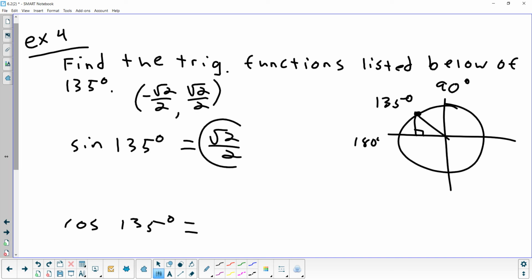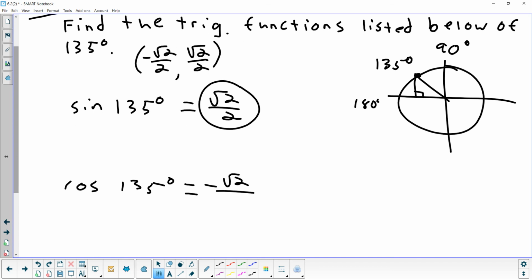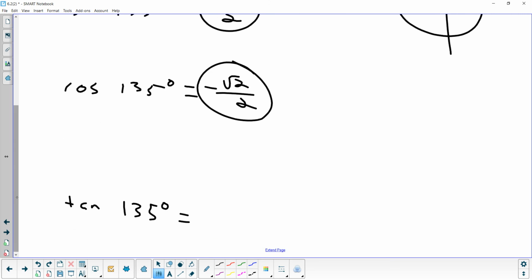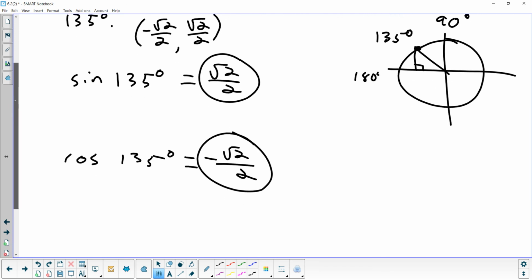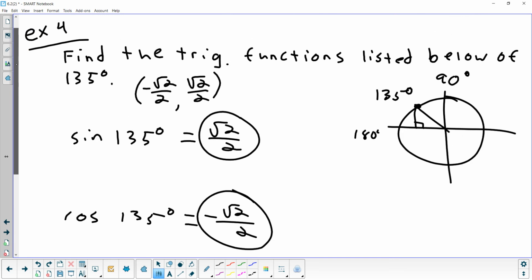So, sine, root 2 over 2. Cosine, negative root 2 over 2. And my tangent, what would that be? Caleb? Negative 1. And if you wanted the other 3, all we have to do is take the 3 that we have and flip them. That's it. Questions on 135?